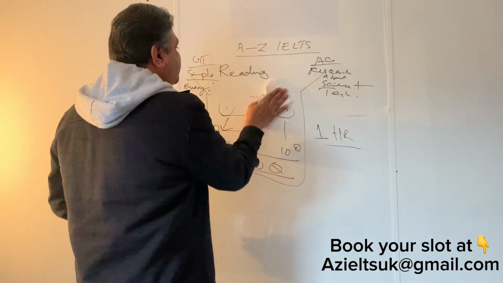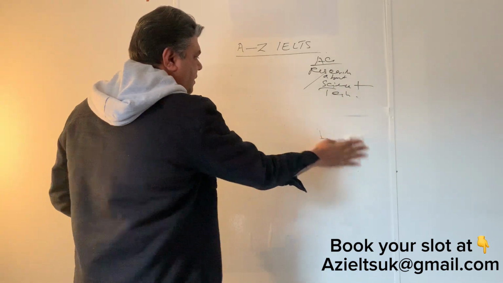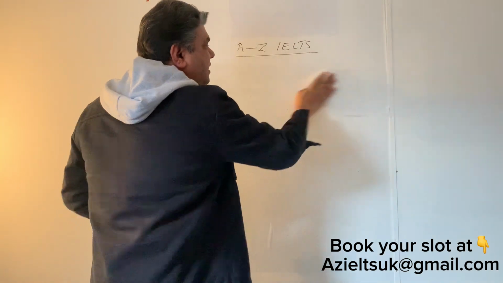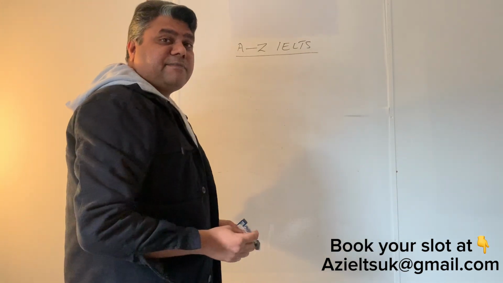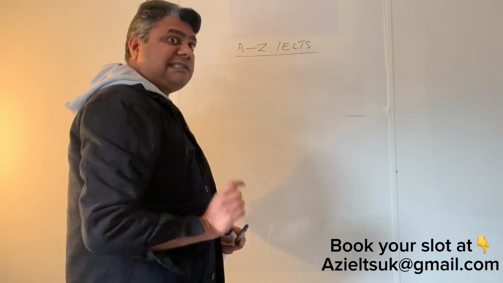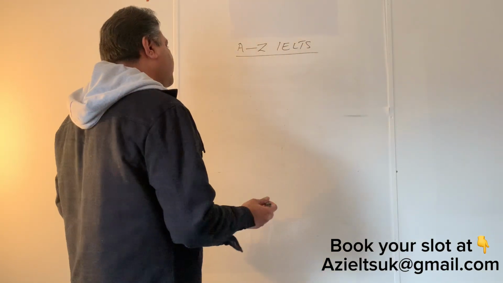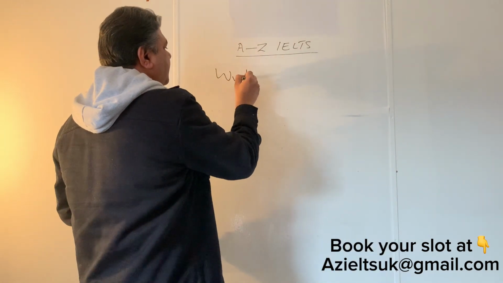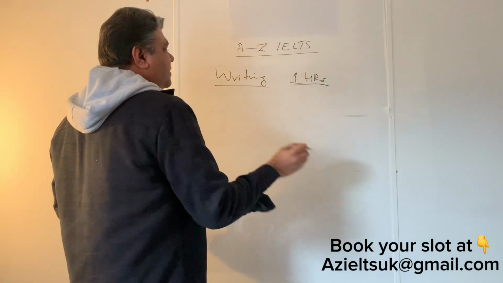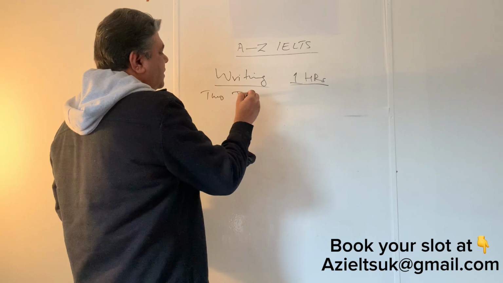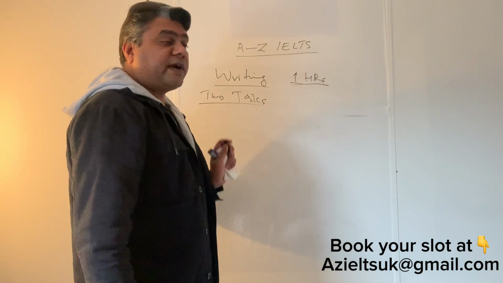So let's move towards the last part, that is writing. In writing, again just like reading, writing is a bit difficult for academic test takers and a little bit easier for general training test takers. When we speak about writing, it's again a 1 hour test as a whole, but there are 2 tasks. I'm not going to explain in detail because there will be a complete video about the writing test.